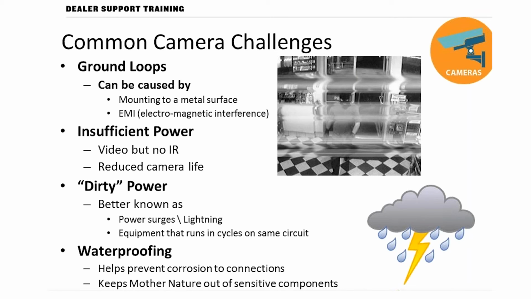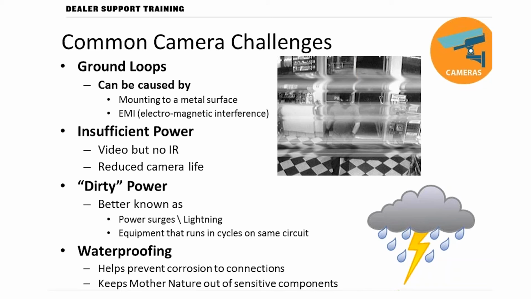Some common camera challenges that we run into are ground loops, which can be caused by mounting a camera directly to a metal surface, or EMI, electromagnetic interference. Insufficient power, video but no IR, which could also cause reduced camera life.